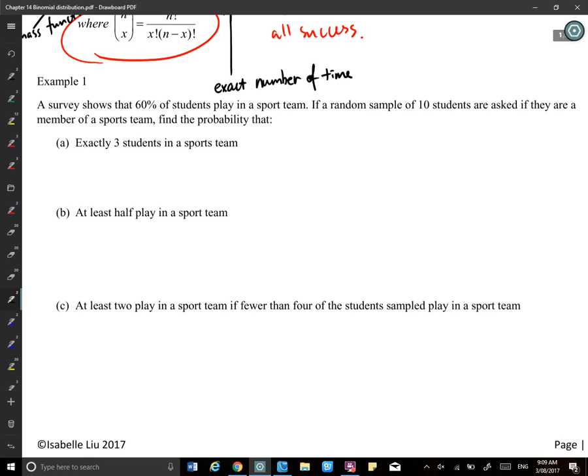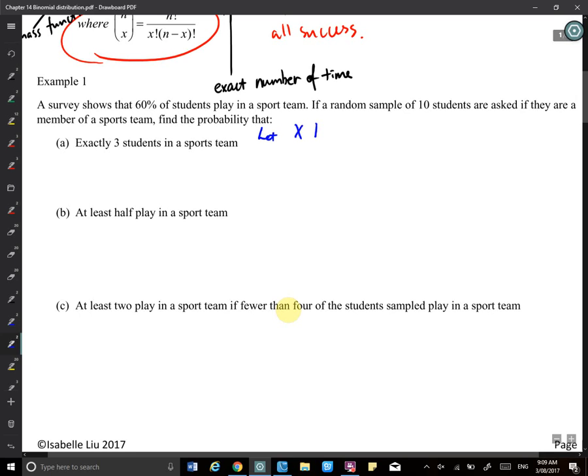First of all, I can't see, and also each student is independent. You are not affected by each other's answer, and they are identical. So it's a binomial distribution. I can see there's no random variable X talked about in this question. So I will say first, let X be the number of students playing sport. That's my number one.